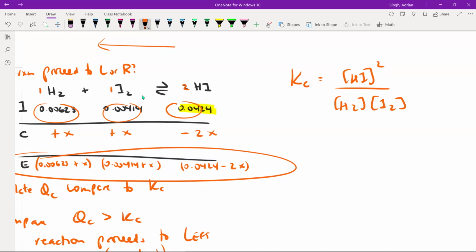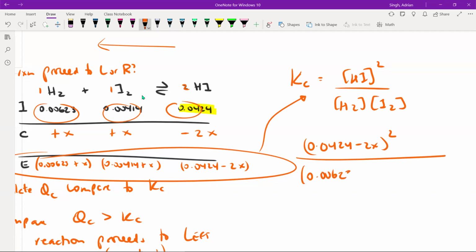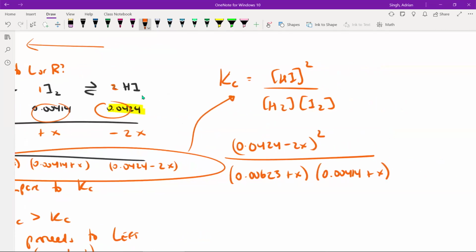Okay, so we substitute these values into this expression. So we have our HI, 0.0424 minus 2x, and that is squared, divided by H2, which is 0.00623 plus x, times I2, which is 0.00414 plus x. Okay, so you'll notice now that the terms in the denominator are not identical like they were in the previous example. We need to actually evaluate this.